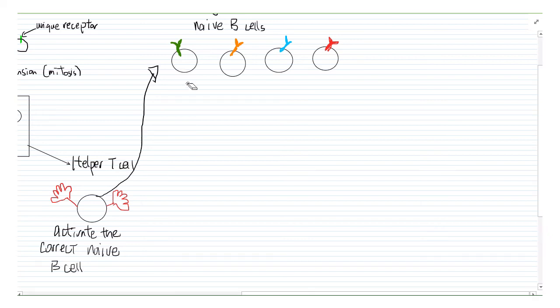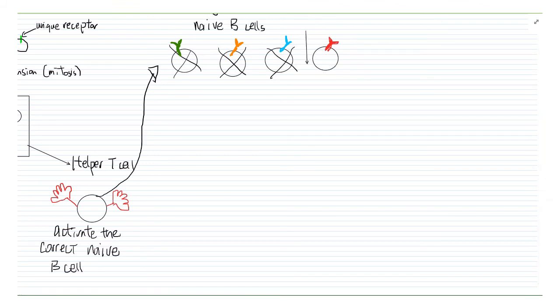Okay, so it's going to check with this one. Do you have the right receptor, the right antibodies, to deal with the infection? Green is not the one we're looking for, orange is not the one we're looking for, and blue is not the one we're looking for. So it will find the right one, and when it does, this would be the chosen one.